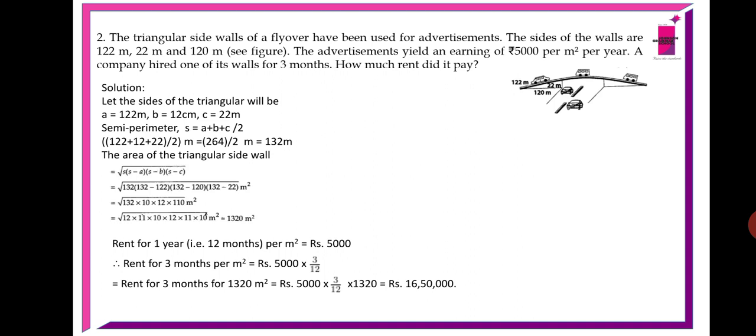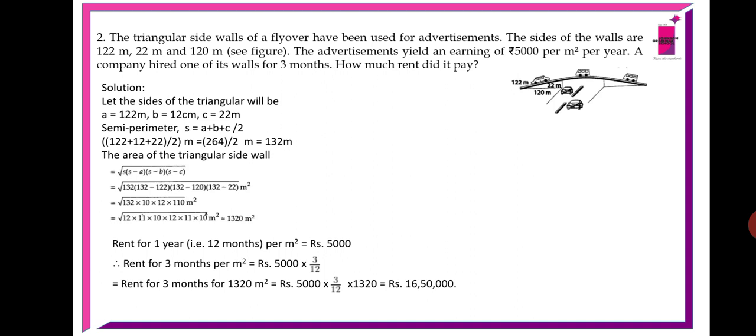Now 132 minus 132 is 0, 132 minus 120 is 12, and 132 minus 22 is 110. So that equals the square root of 132 into 0 into 12 into 110 square meters. By simplifying you will get 1,320 square meters.